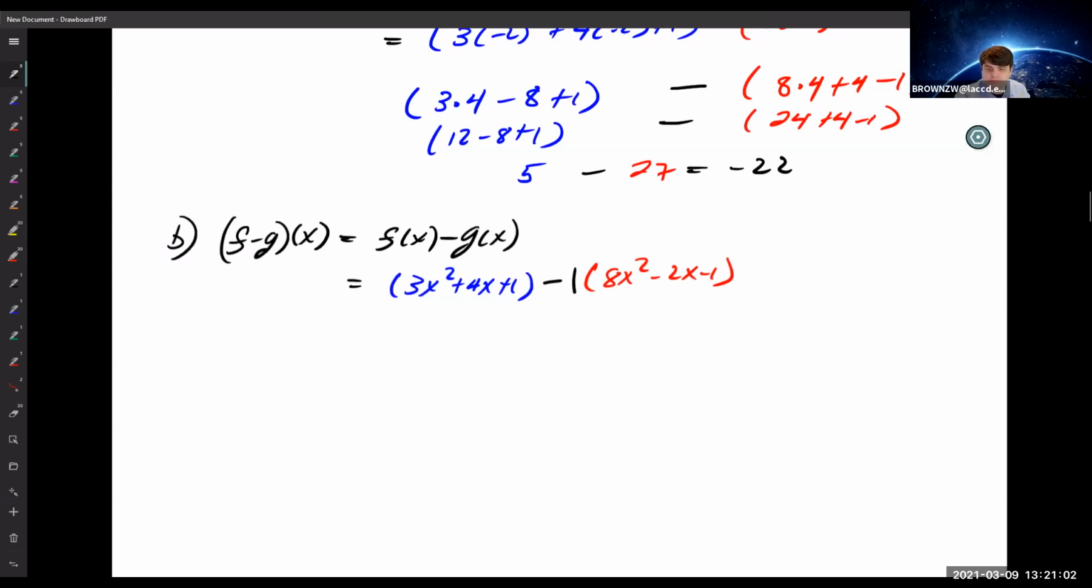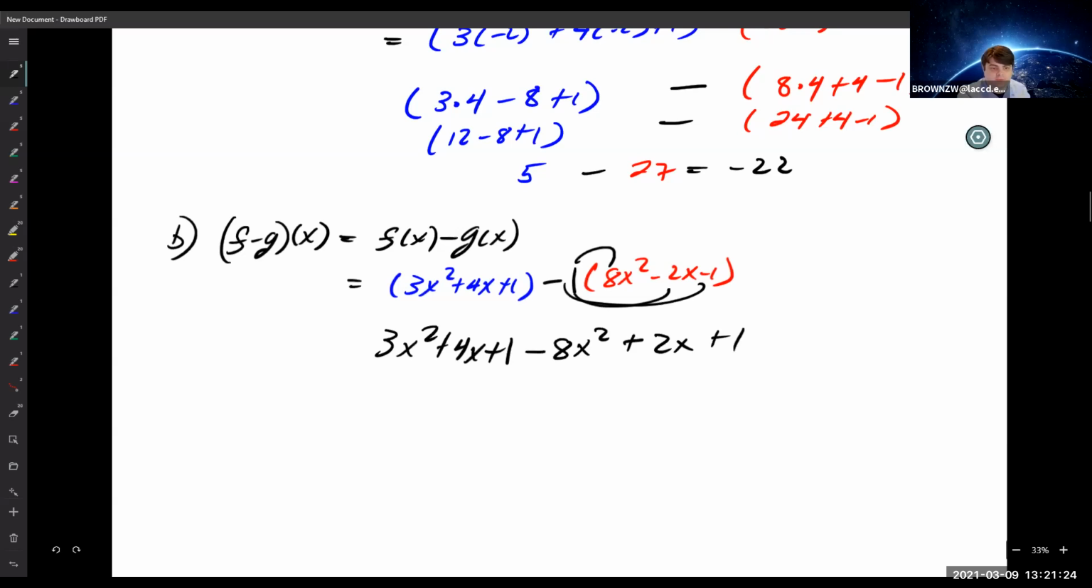So just like before, I'm going to treat this as a negative 1, and then I'm just going to distribute. So the first one's just going to come down, so 3x squared plus 4x plus 1. And then now distributing, that's going to give me minus 8x squared plus 2x plus 1.